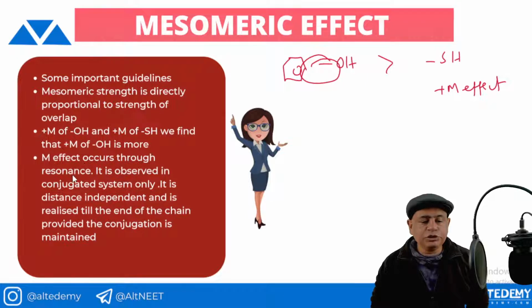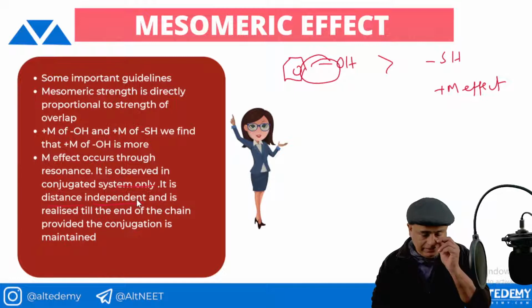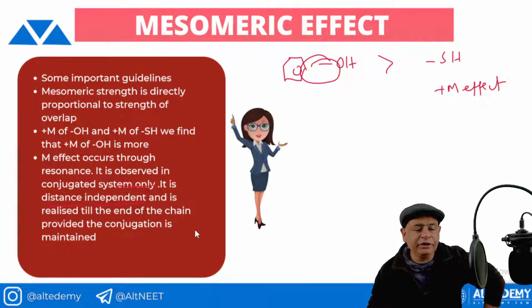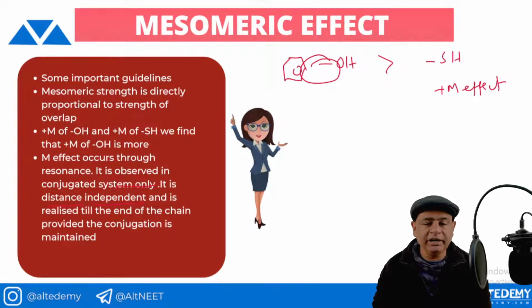M effect occurs through resonance. It is more than clear now. It is observed in conjugated systems only. It is a distance independent effect. In relation to inductive effect, we had told you that it is a distance dependent effect, but this is distance independent and is realized till the end of the chain, provided the conjugation is maintained.